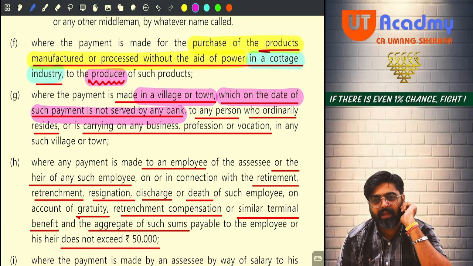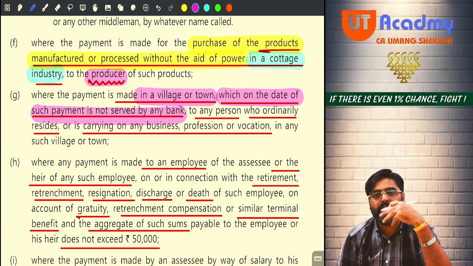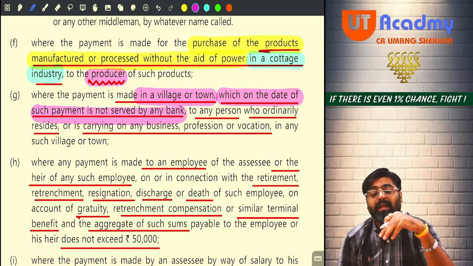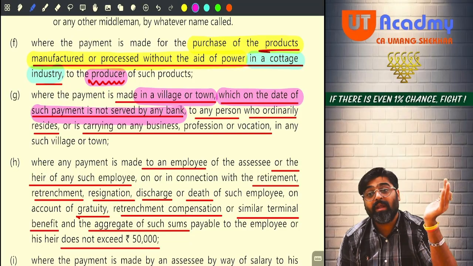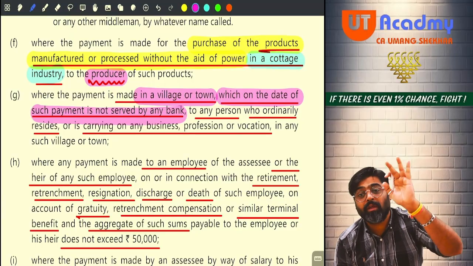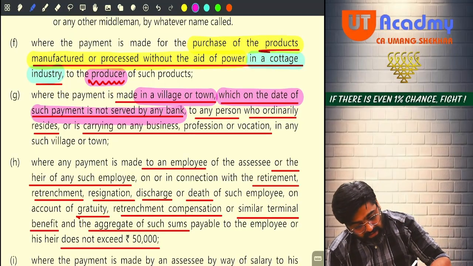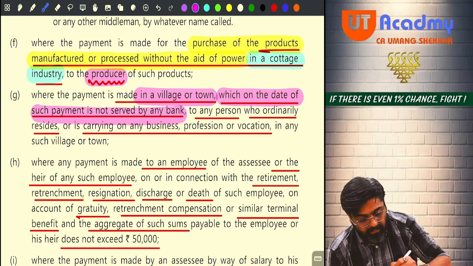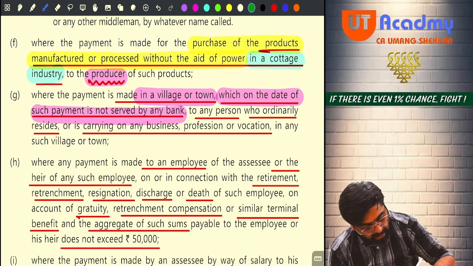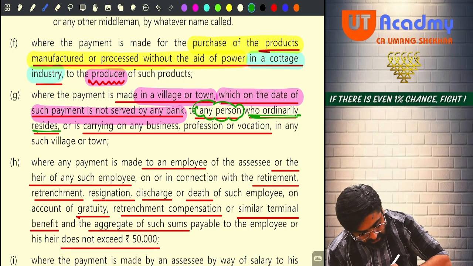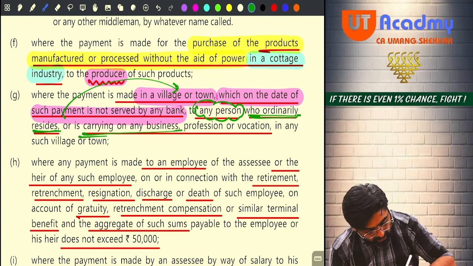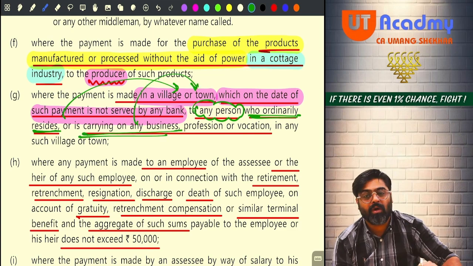So definitely, I cannot expect you to have a bank account in that village or town where you are residing or where you are doing your business. The rule says the payment can be made to any person who ordinarily resides in such village or town, or who is carrying on any business in such village or town.